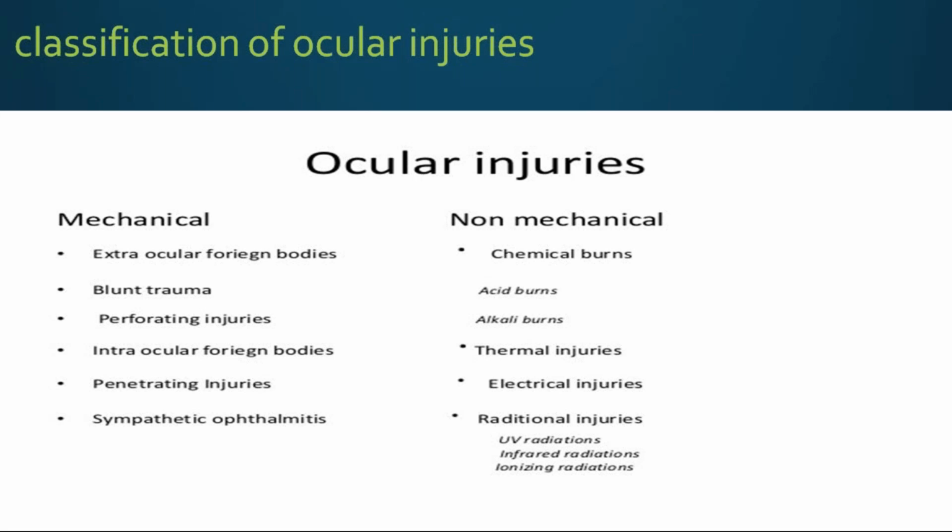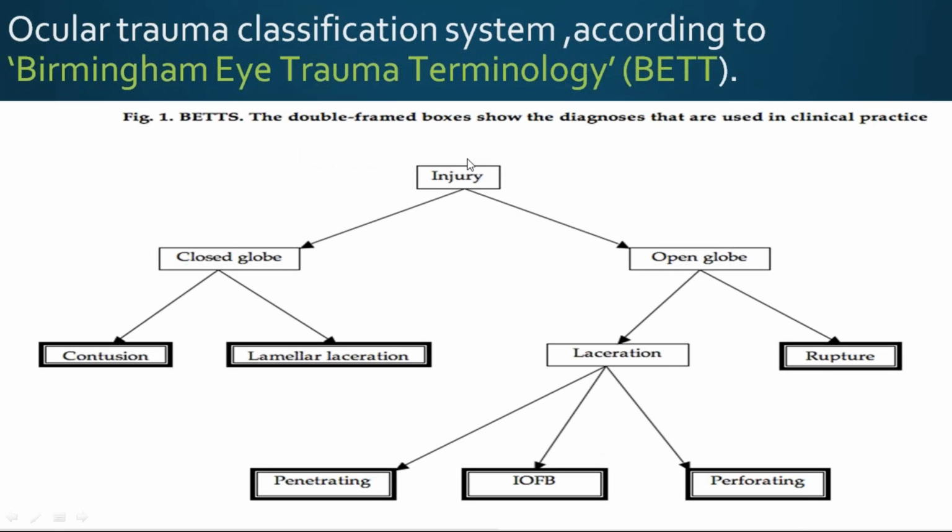Ocular injuries are again classified into mechanical and non-mechanical injuries. Mechanical injuries are extraocular foreign bodies, intraocular foreign bodies, blunt trauma, perforating injuries, and sympathetic ophthalmitis. Non-mechanical includes chemical burns, thermal burns, electrical burns, and radiation. This is the classification of ocular injuries into mechanical and non-mechanical injuries.